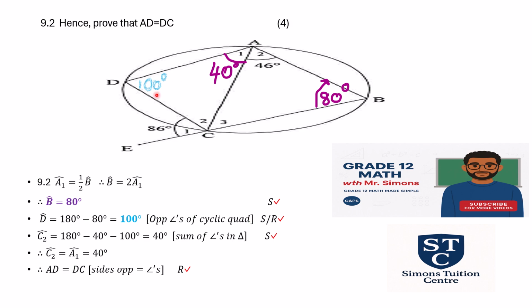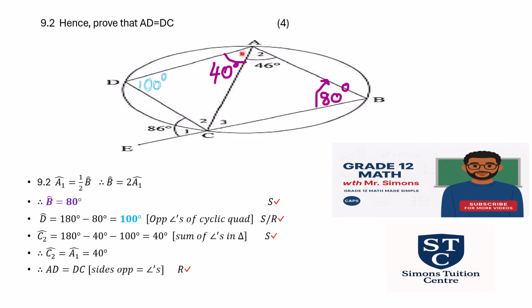Alright, so now if that is 100, that is 40. I assume you can see triangle DAC there forms a triangle. And you know angles in a triangle must add up to 180. So to get C2, let's say 180 degrees minus the 100 minus the 40. 180 minus 40 minus 100, which then gives me 40 degrees. And my reason, sum of angles in a triangle equal 180. Alright, so sum of angles in a triangle equal 180. So therefore, that's 40. C2 is 40.